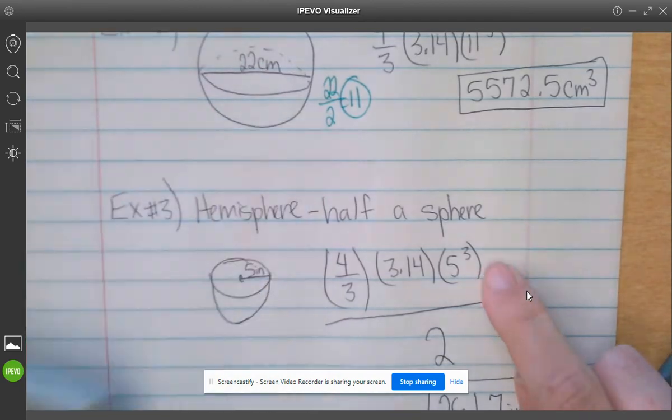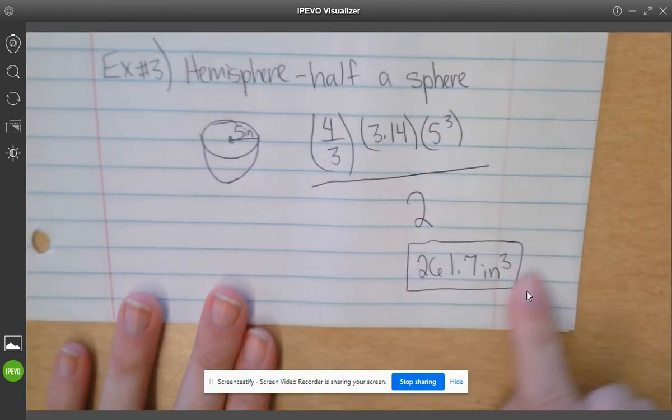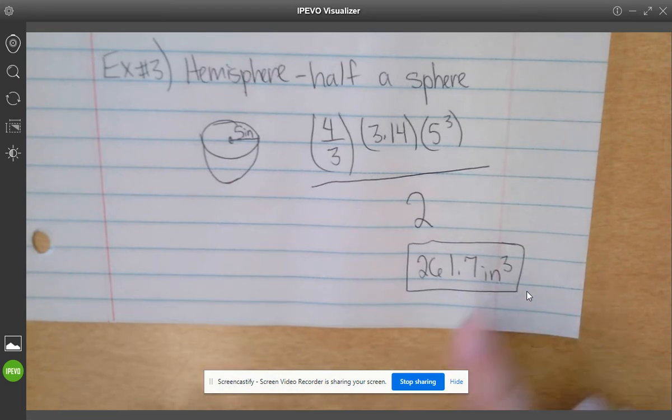When you keep this number in the calculator without rounding it off, you just get a more exact answer by not rounding until your final answer. So that's why we like to do that. All right, that's it for spheres.